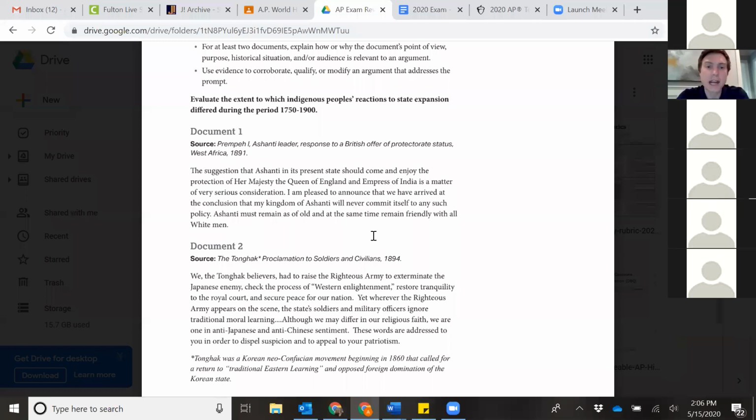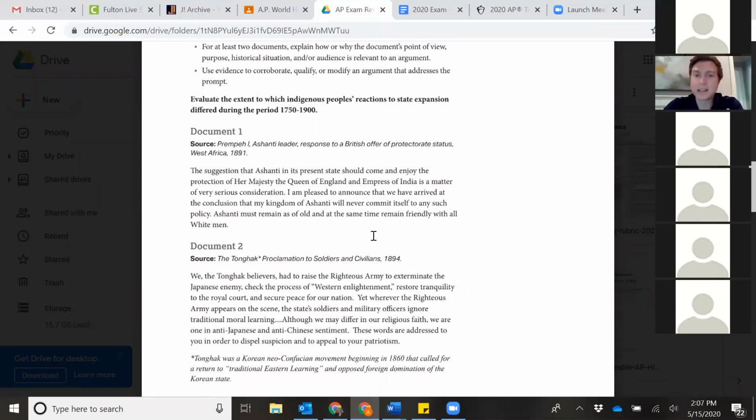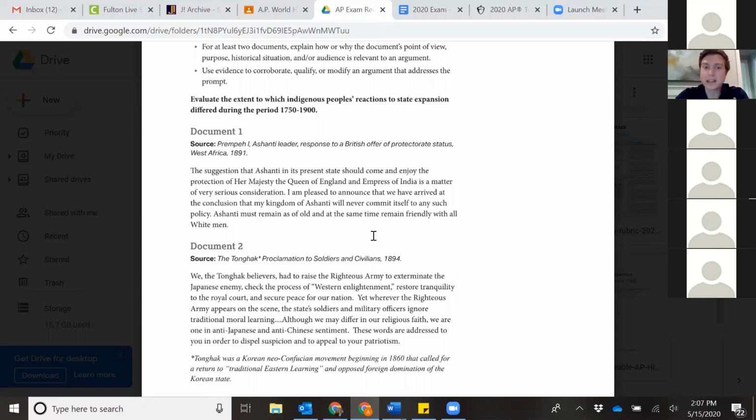So here you're looking for indigenous peoples' reactions to state expansion. So you're looking at how natives reacted to imperialism. Now, be very careful. It's evaluate the extent, we've seen a lot of those, to how these reactions differed during the period 1750 to 1900.